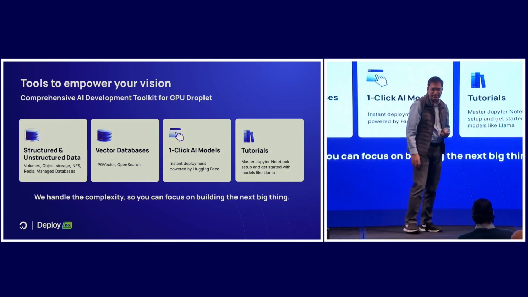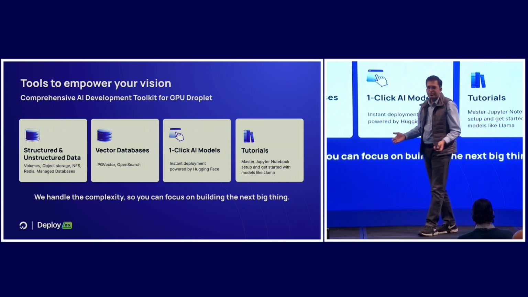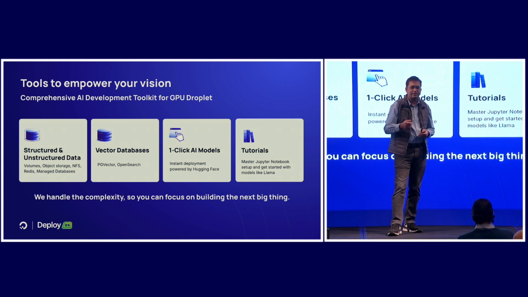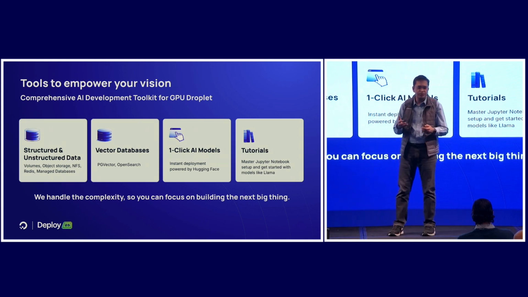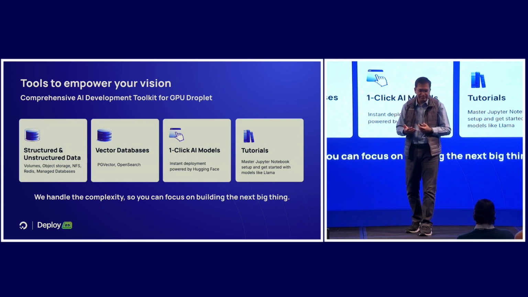All right, so we talked about Droplet and why I'm really excited about them. See, as a developer, sometimes you don't just need a GPU, you need an entire ecosystem. So with this GPU Droplet, you can go and store your data both in structured and unstructured fashion. You can use our volumes product, you can use our object storage, you can use NFS to store all that data, or if you have some cached results that you want to share with your users at a very high rate, you can use Redis.